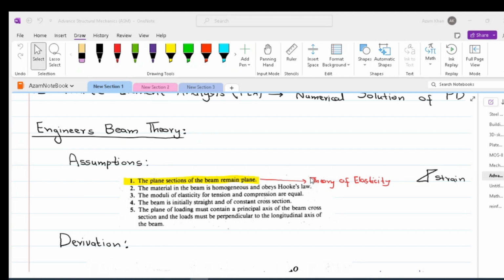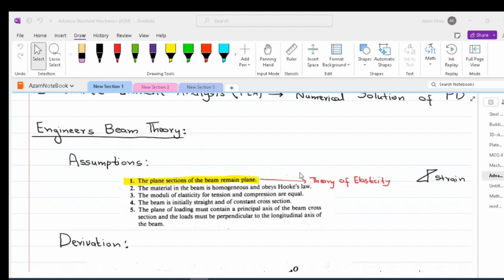We will now discuss the fundamental theory derived in our undergraduate mechanics course, which is called Engineer's Beam Theory, or in other words, Flexure Beam Theory. Before starting any theory, it is important to appreciate the assumptions based on which the whole theory has been formulated. The assumptions of Engineer's Beam Theory are as follows.